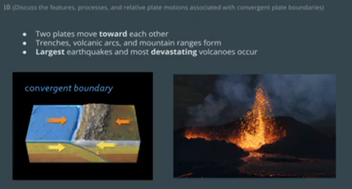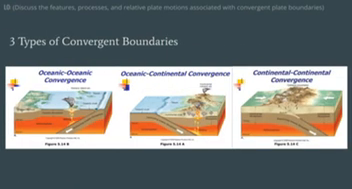These boundaries occur where 2 plates move towards each other. This boundary creates important features like trenches, volcanic arcs, and mountain ranges. Some of Earth's largest earthquakes and most devastating volcanoes occur at these convergent boundaries. There are 3 different types of convergent boundaries: oceanic-oceanic, oceanic-continental, and continental-continental. In all these types, subduction occurs, which we will touch on in the next slide.